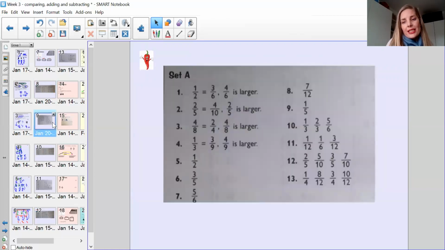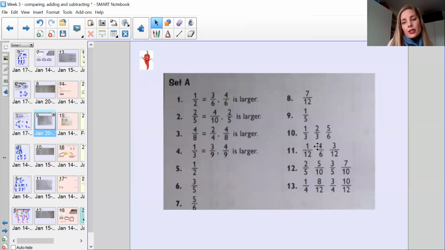Okay, here are your answers for set A. You will see that if you did not write the original fraction, you will find that your answers, although they might be correct in terms of the fact that you've given the equivalent fraction, are not going to be the same answers that match up here. So please make sure that you've written the original fraction from the question. Hopefully you've done really well.